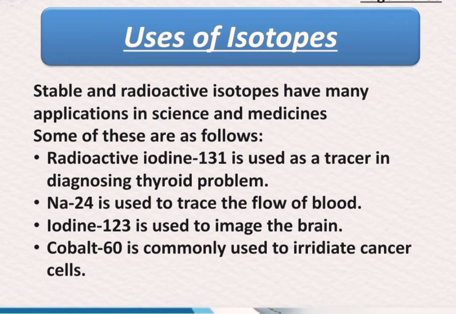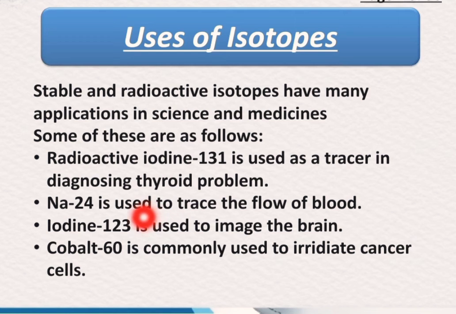Now students, come to the topic uses of isotopes. As you all know, stable and radioactive isotopes have many applications in science and medicine. Some of these are as follows. Radioactive iodine 131 is used as a tracer in diagnosing thyroid problems. Sodium 24 is used to trace the flow of blood.